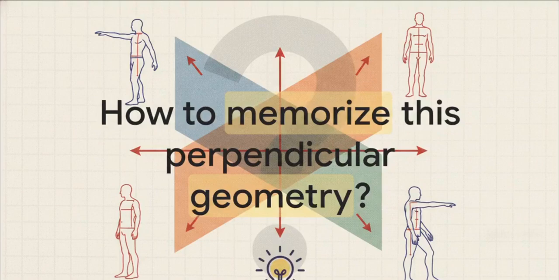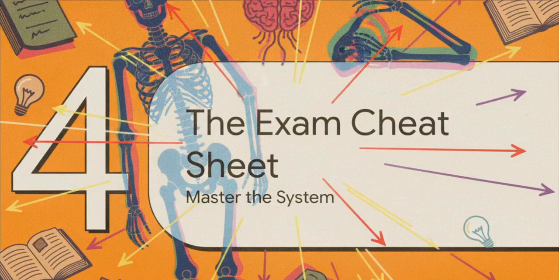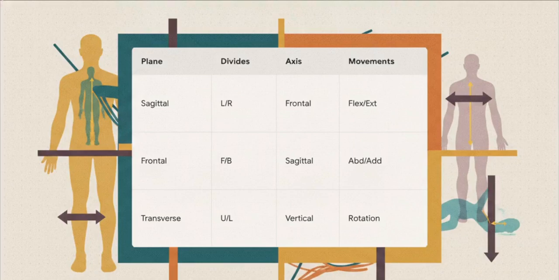I know we've thrown a lot of abstract, invisible geometry your way in just a few minutes. So how do you actually organize and easily lock these perpendicular patterns into your brain right before a high-stakes anatomy or kinesiology exam? Which brings us to Section 4, the exam cheat sheet. This is the moment where everything just clicks together into a master system based purely on our source material. This matrix flawlessly maps out the perfect, unbreakable relationship between every plane, its opposing axis, and the resulting movement.